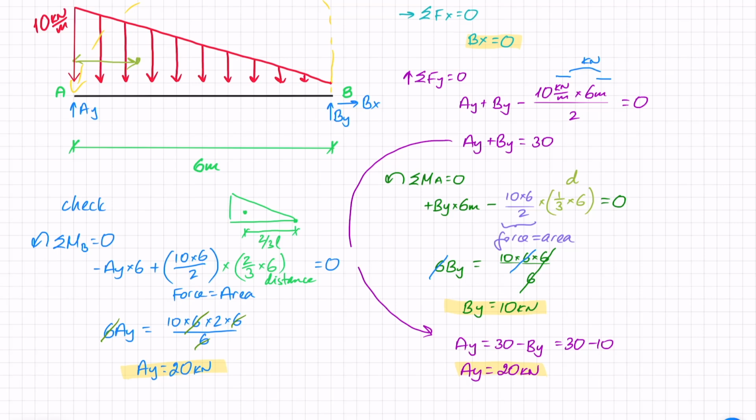Now the last thing I need to do is replace these reaction forces with their values. Bx worked out as 0, so I can just get rid of that completely. Ay was 20, so that's 20 kilonewtons here. And By was 10, so 10 kilonewtons here. And that's it. We've solved this simply supported beam with a triangular distributed load.